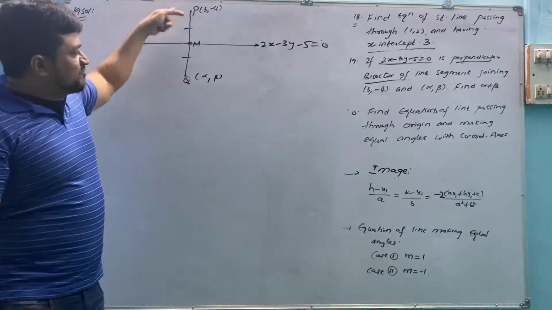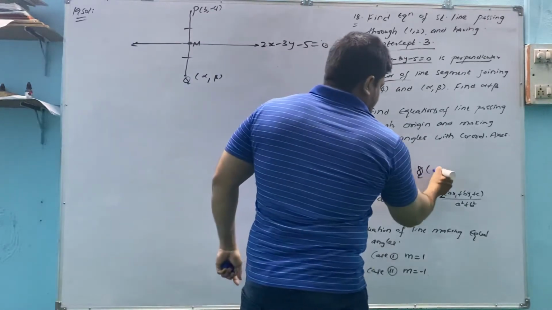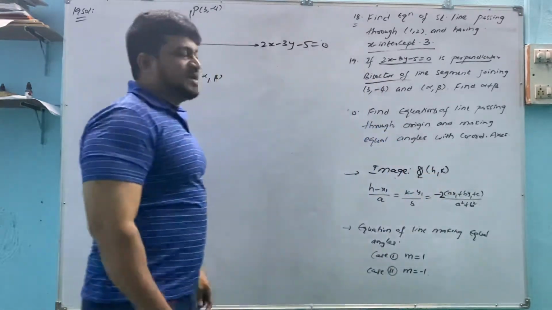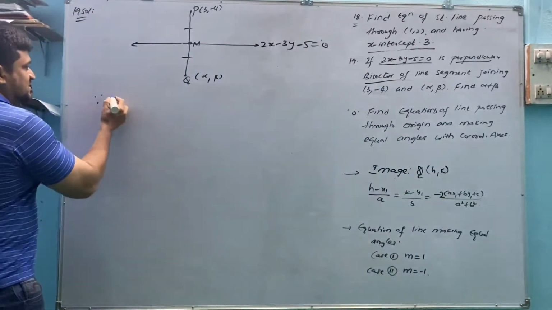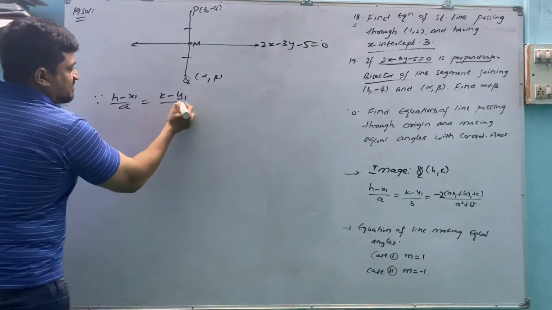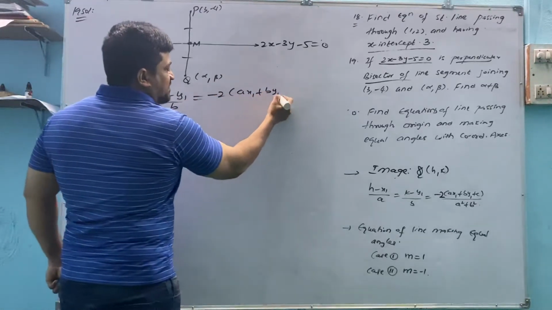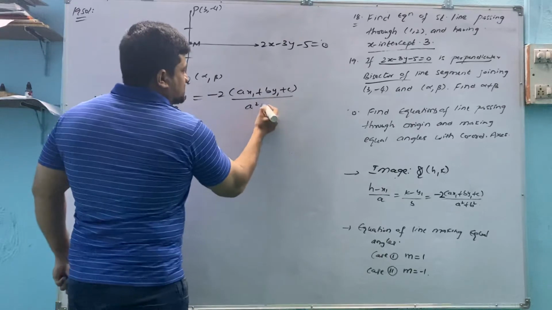So P image of P is Q. So that formula for image is (h minus x1) by a equals (k minus y1) by b is equals to minus 2 into (ax1 plus by1 plus c) by (a square plus b square).